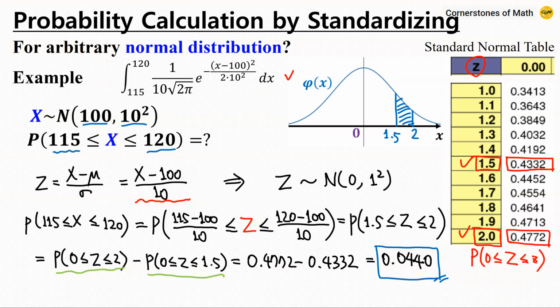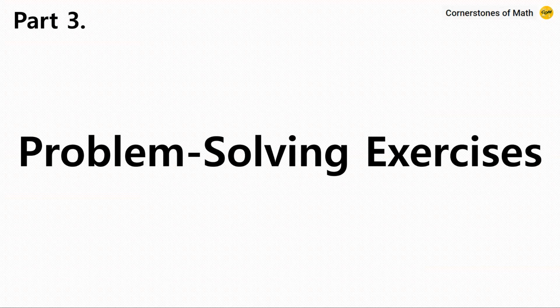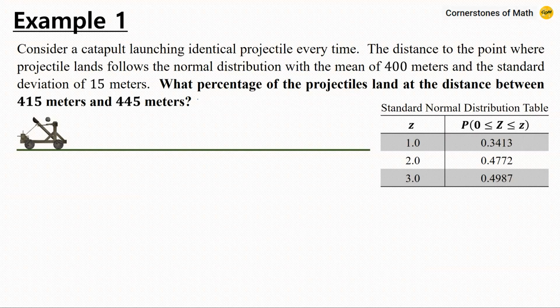Now let us solve additional problems, the real-world application of normal distribution and standardization. Problem-solving exercises. So here's the first problem. Consider a catapult launching an identical projectile every time. The distance to the point where the projectile lands follows the normal distribution with the mean of 400 meters and the standard deviation of 15 meters. What percentage of the projectiles land at the distance between 415 meters and 445 meters?